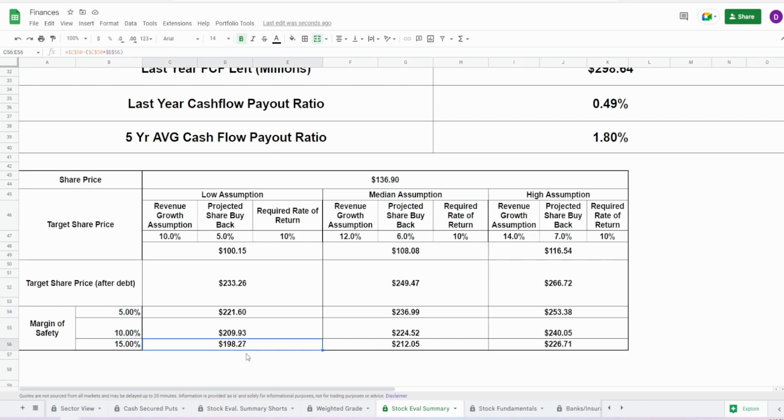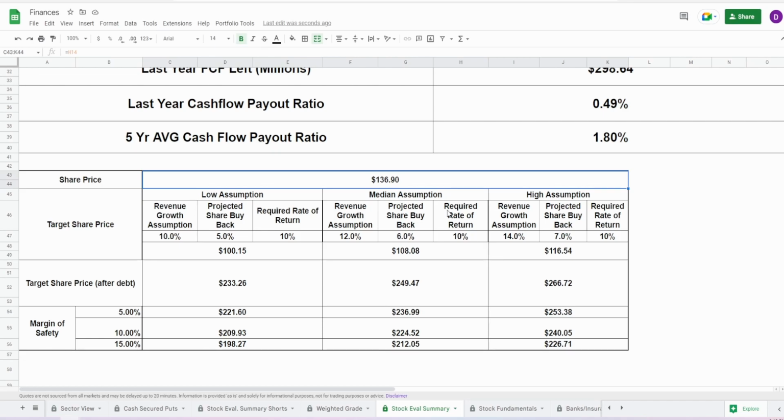This puts me between $198.27 at the lowest assumption, 15% margin of safety, to the highest assumption, the 5% margin of safety of $253.38. So with the current share price of almost $137, this is looking really, really solid, guys.